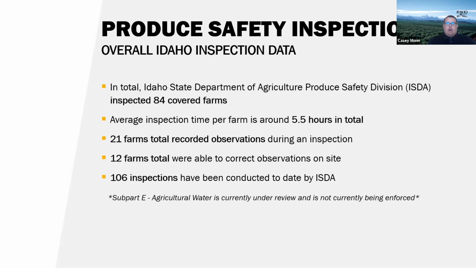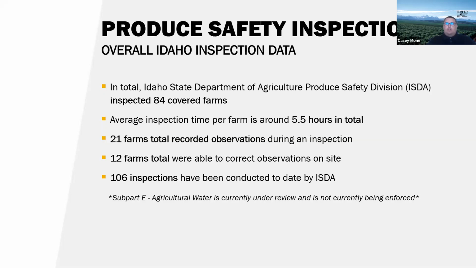So overall, what that looks like for us is in 2 years, we've inspected 84 farms, and our average inspection time per farm from beginning to end is about 5.5 hours in total. That number is something that is going to change. That's not to say that every farm that we visit is a 5.5 hour inspection. That also accommodates our administration time and our travel time as well. Our boots on the ground on-farm time right now averages about 3.5 to 4 hours.